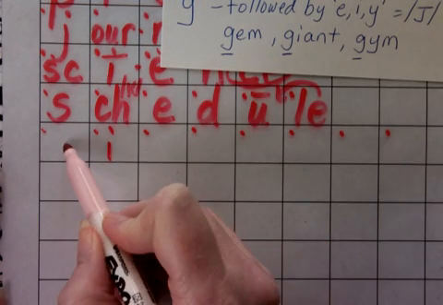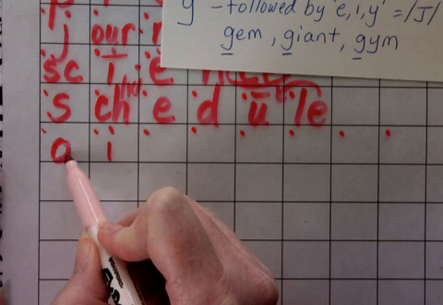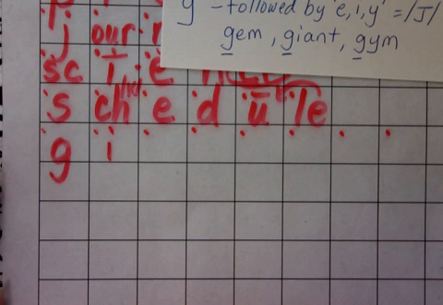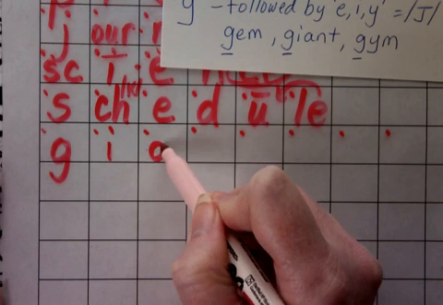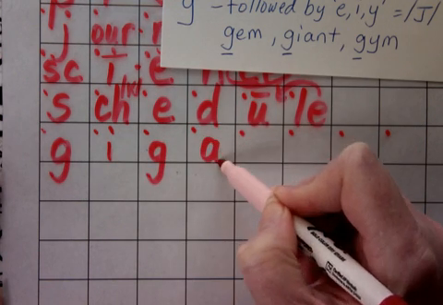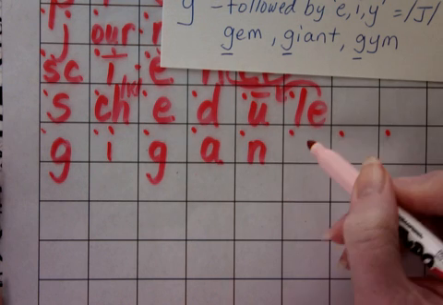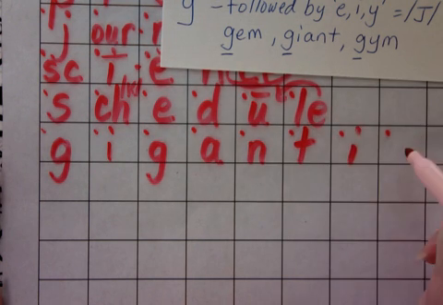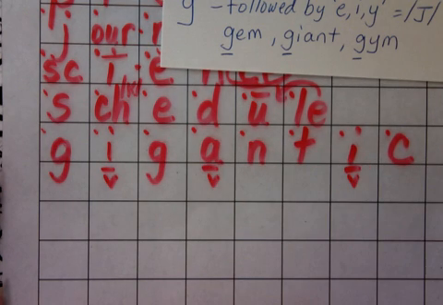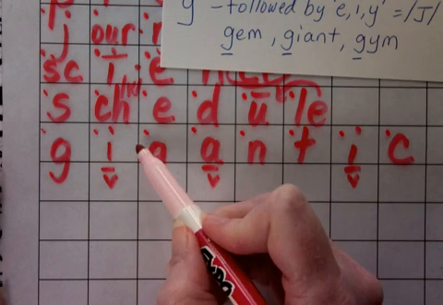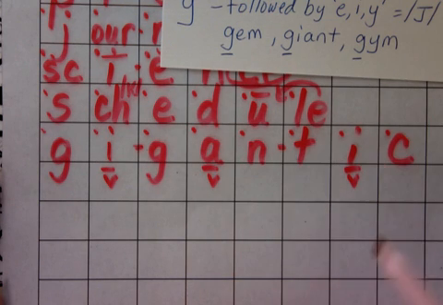So G, and please make your bubble on the writing line, and then your hook under, curling to the front. J. I. G. A. N. T. I. K. Here's a vowel, here's a vowel, here's a vowel sound. We have 3 vowel sounds, so we have 3 syllables. Ji is the first syllable, gan is the next syllable, and tick is the next syllable.